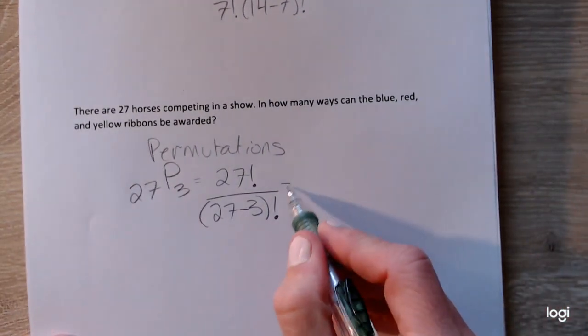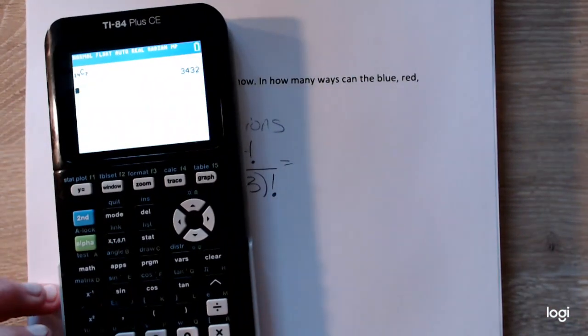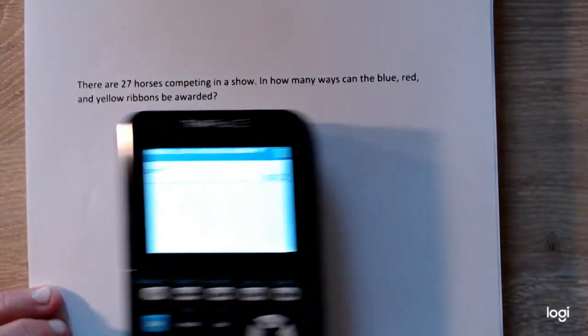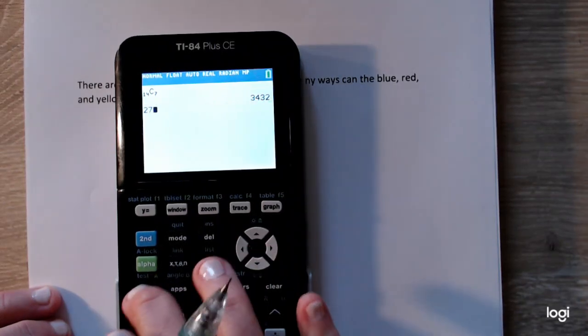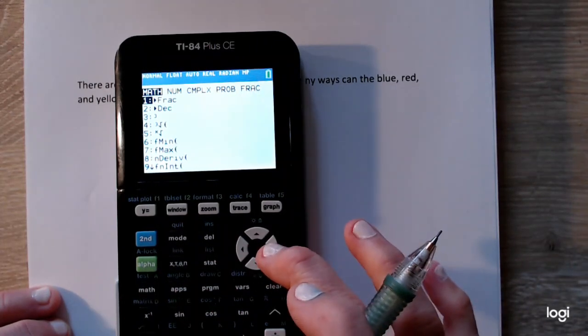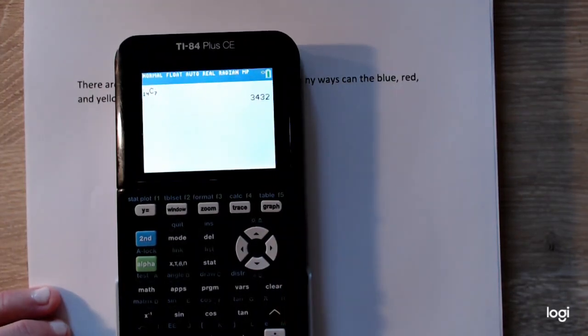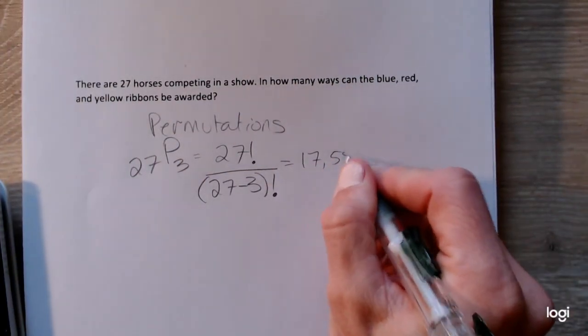All right, so I'm going to put this in my calculator. Very similar process to getting a combination. I'm going to put in n first, the total number of objects, and that's 27 horses. I'm going over to my math menu, over to probability, and option 2 is nPr. So I need to put in r, which is 3. And then we have 17,550.